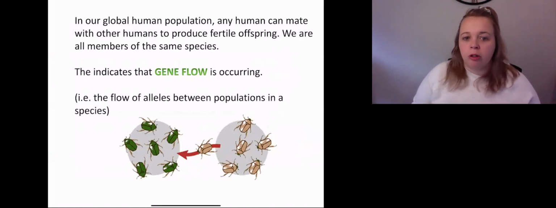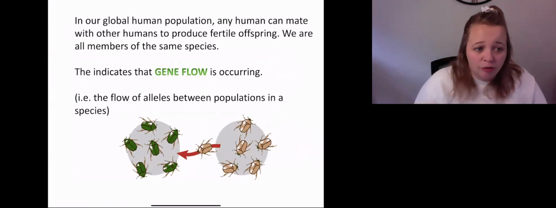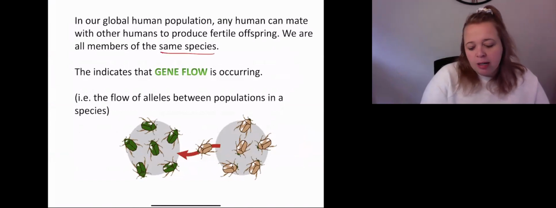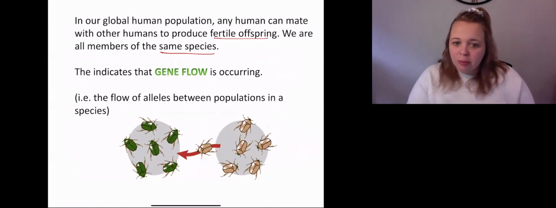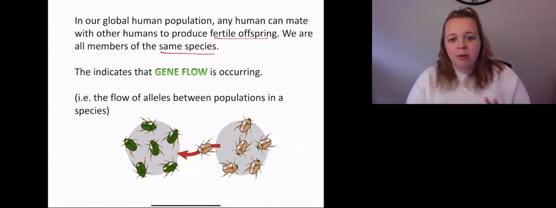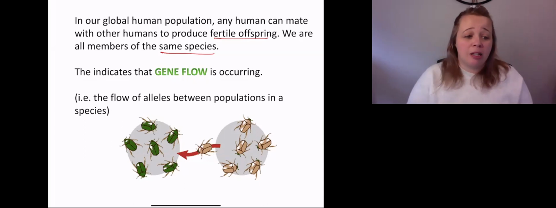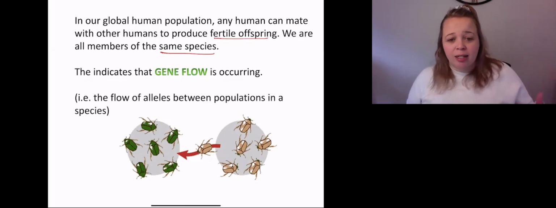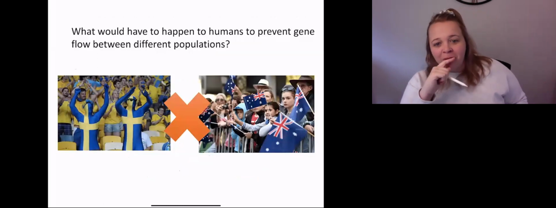So in our global human population, humans can mate with each other from all over the world and produce fertile offspring. And this is what we mean when we say we are the same species. Now, this indicates that we get gene flow occurring. Because we're all able to do this, it means that genes are flowing between our different populations, and as a result, we can maintain that we are the same species. What would have to happen in order to prevent gene flow between populations?